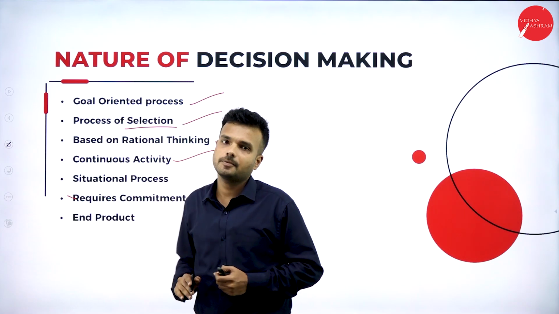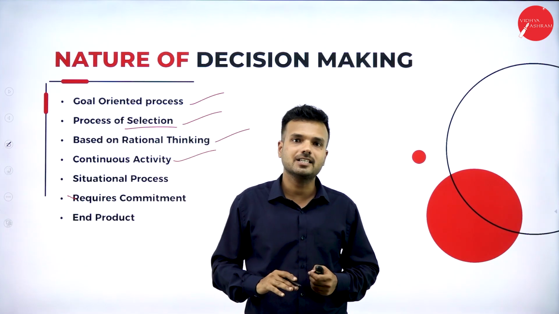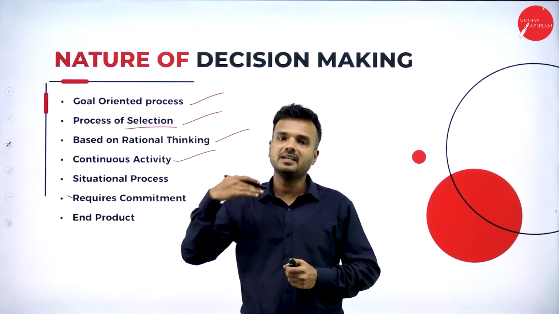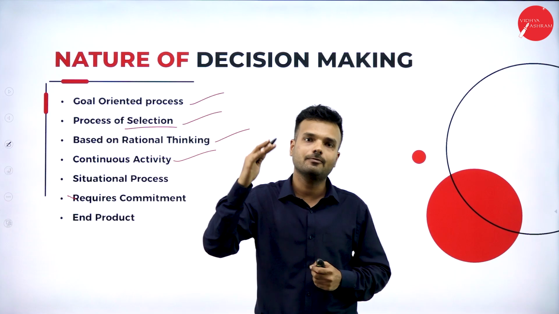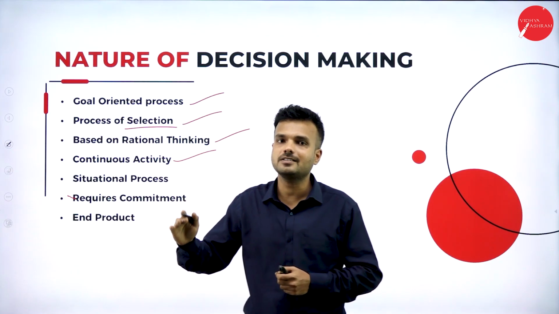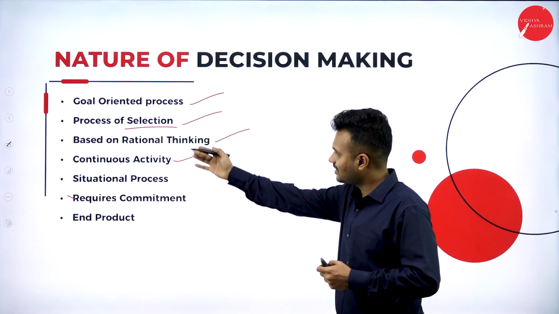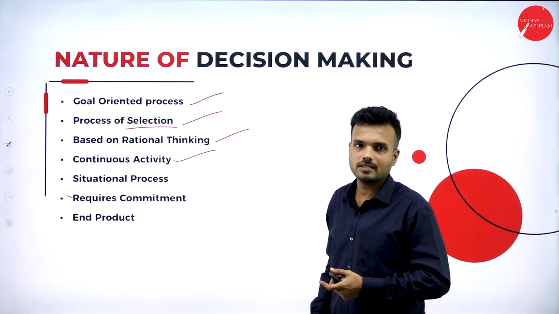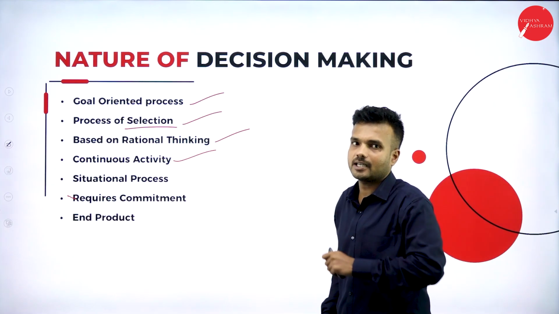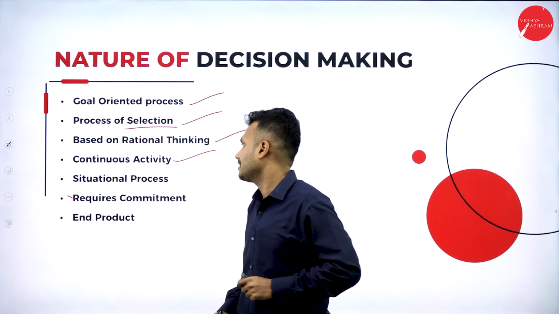It is a continuous activity. It is a continuous process. There is a continuity. There is no end for the decisions. As we know, in each and every organization there are a number of problems for which we are supposed to take a number of decisions to sort out the problems. Hence we can say that decision making is a continuous activity, and management is also a continuous activity, planning is also a continuous activity. There will be a continuity among the processes.